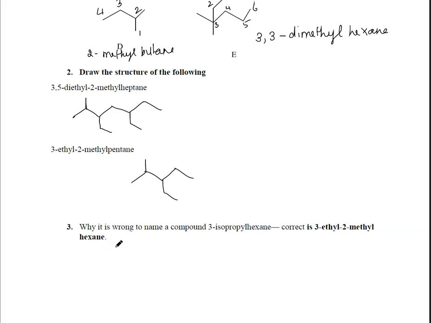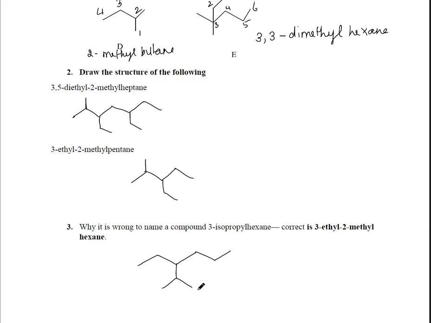Question 3 is asking, why is it wrong to name a compound 3-isopropyl hexane? So let's draw what is given. Hexane means again 6 carbons, 1, 2, 3, 4, 5, 6. And at the third position, there is an isopropyl. If you recall from the lecture, isopropyl is this substituent, correct? So why is it incorrect to call this compound 3-isopropyl hexane?